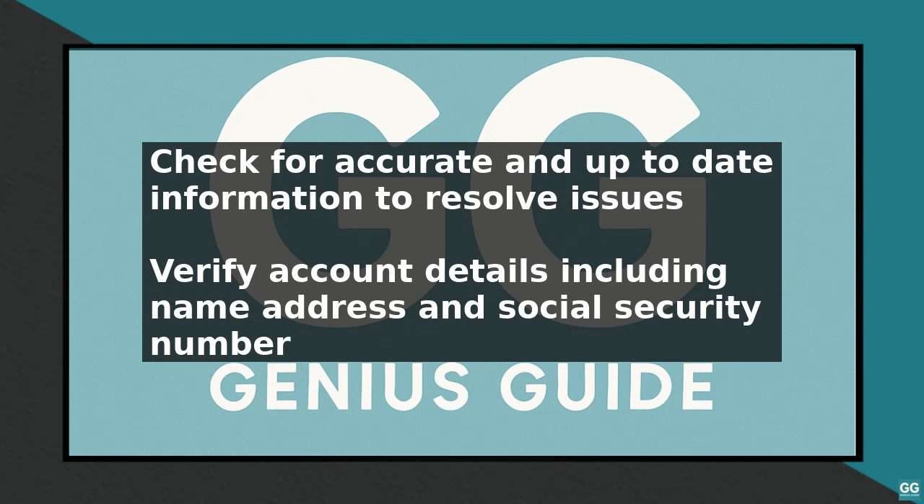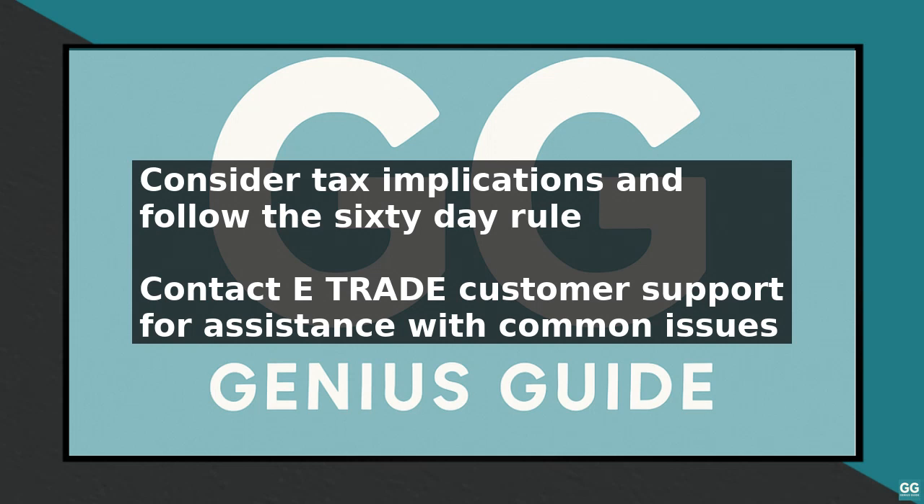To avoid any potential penalties or fees, ensure you follow the 60-day rule, which requires that you deposit the distribution into your IRA account within 60 days of receiving the funds.